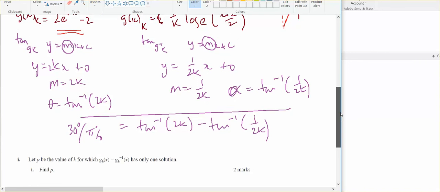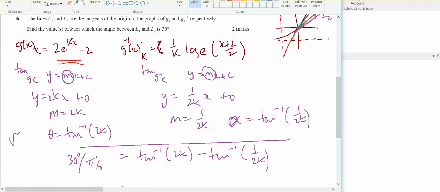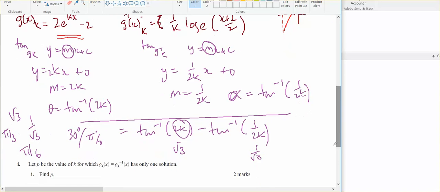Now, my knowledge of my table tells me that I've got root 3 and 1 on root 3, and one gives me, the inverse tan of it gives me pi on 3, and the other gives me pi on 6, and the difference between them is pi on 6, or 30 degrees. So I'm thinking that this is going to equal root 3, and this is going to equal 1 on root 3. So I'm thinking that 2k is going to equal root 3, therefore k equals root 3 on 2.